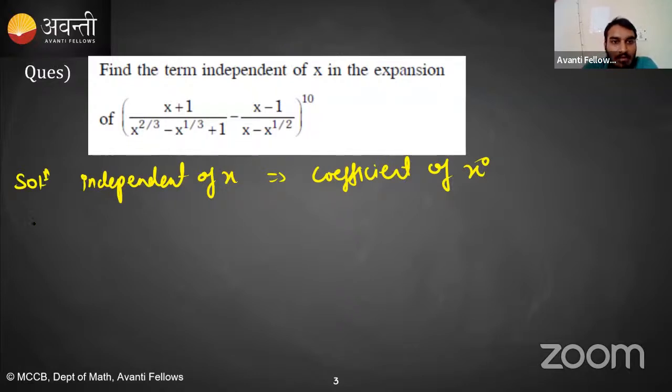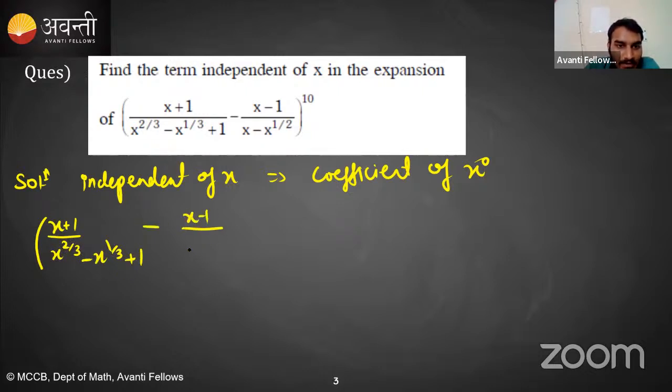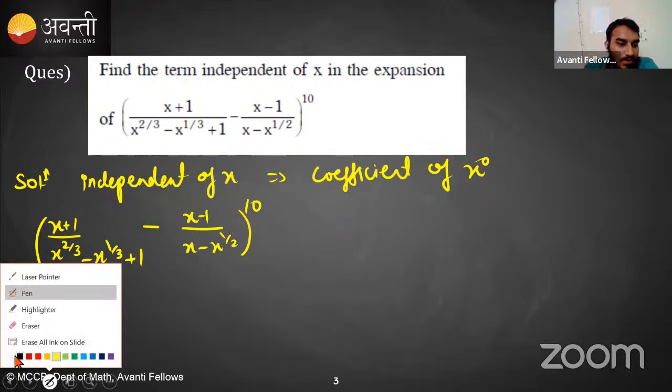Now, please pay attention. The expression that is given is (x plus 1 divided by x raised to the power 2 by 3 minus x raised to the power 1 by 3 plus 1 minus x minus 1 divided by x minus x raised to the power half), a whole raised to the power 10. That is the question given, right?